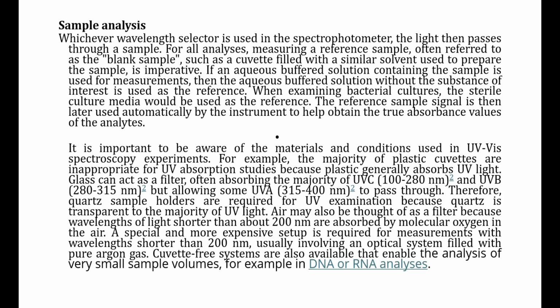As we talked about in a previous lecture, quartz cuvettes are for samples to be analyzed in the UV region. Glass cuvettes are useful for the visible region, and plastic cuvettes are also available. Now, why do we need different types of cuvettes? For example, the majority of plastic cuvettes are inappropriate for UV absorption studies because plastic also absorbs UV light. Glass can act as a filter, and often it will absorb the majority of UV light in the range of 100 to 280 nanometers.